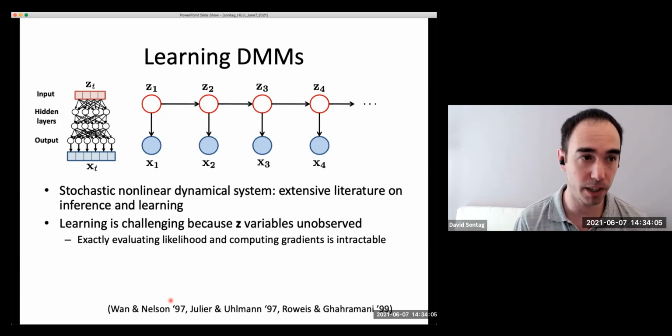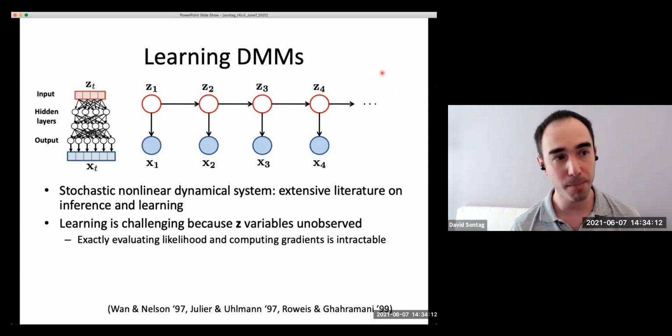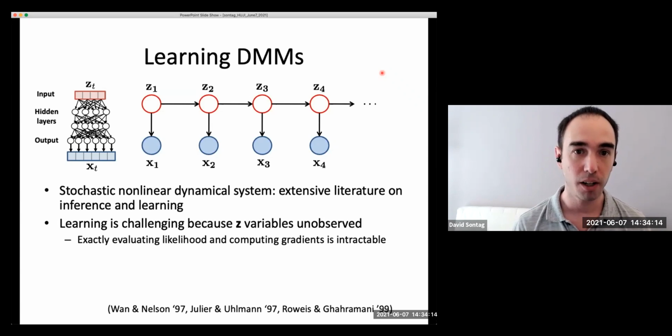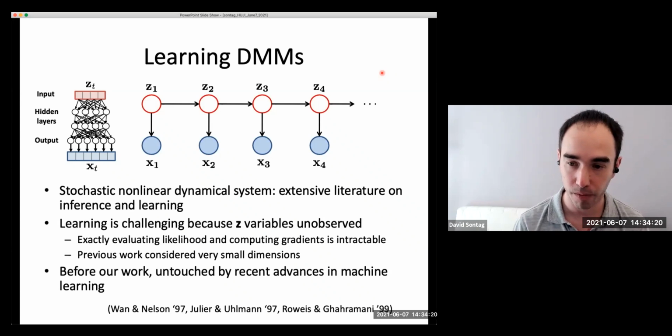And so what we're going to be doing here is putting, in some sense, a modern lens on how one can learn models like this. And in the paper, we compare to many of the earlier learning algorithms that I mentioned, which didn't scale at all and tended to work just with extremely small dimensions.